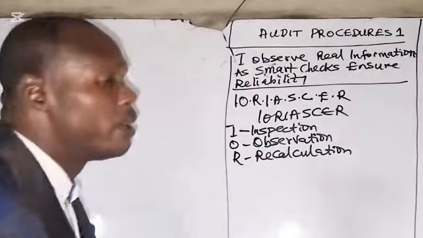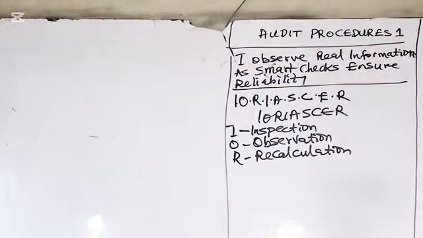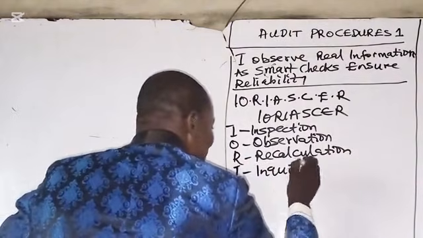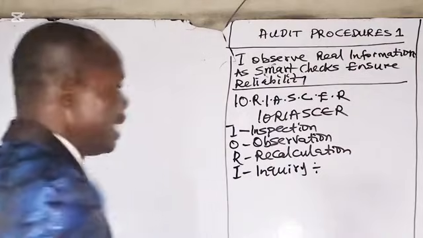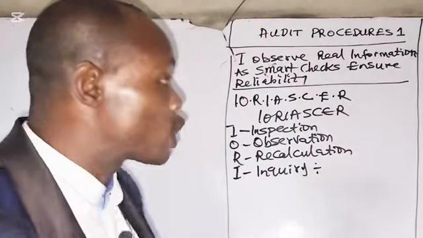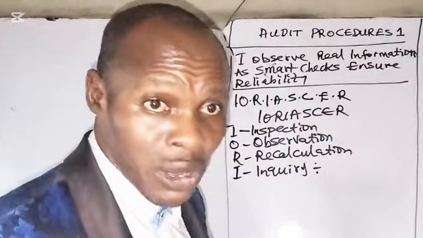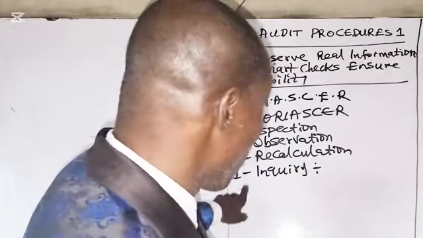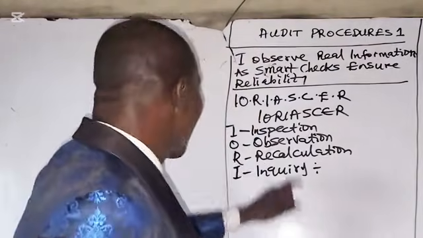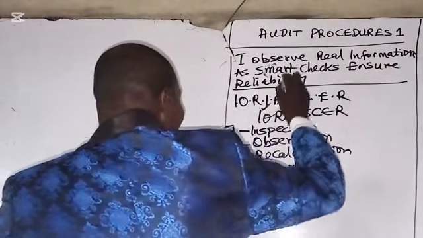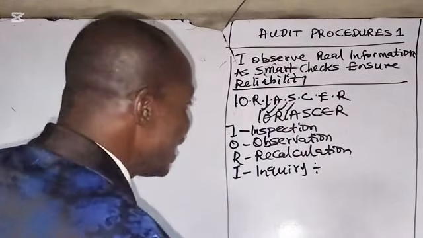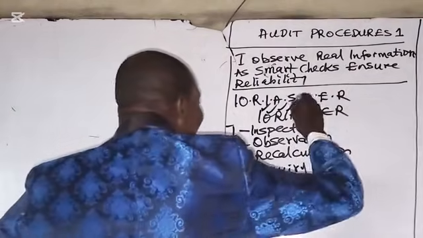I stands for inquiry. That is, you ask questions. Simple. When you inquire about something, you ask questions. That's all. So that is inquiry. This has been considered.